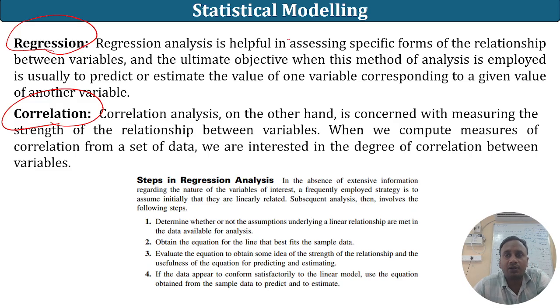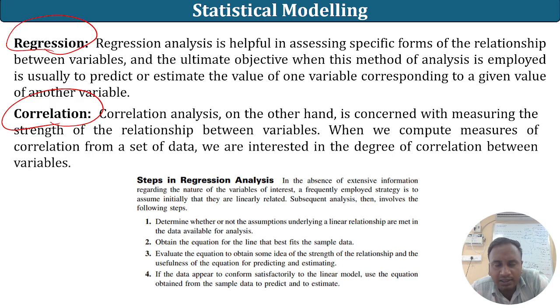Regression is something we'll call assessing the specific form of the relationship between the variables. Yeah, tell me. So regression means something that assumes something. Correlation means relating two things.